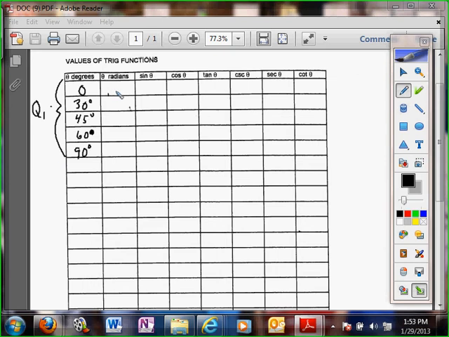Okay, so again, following my unit circle, I can fill in the radians. Well, 0 degrees is 0 radians. 30 degrees is pi over 6 radians. 45 degrees is pi over 4 radians. 60 degrees is pi over 3 radians, and 90 degrees is pi over 2 radians.